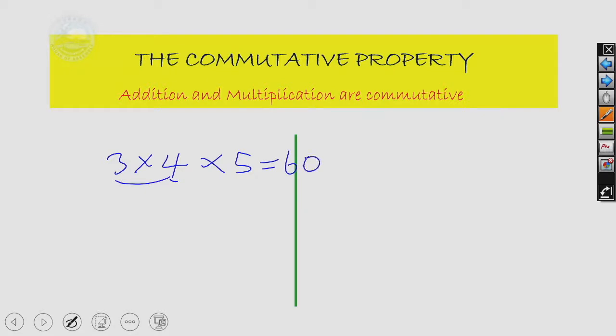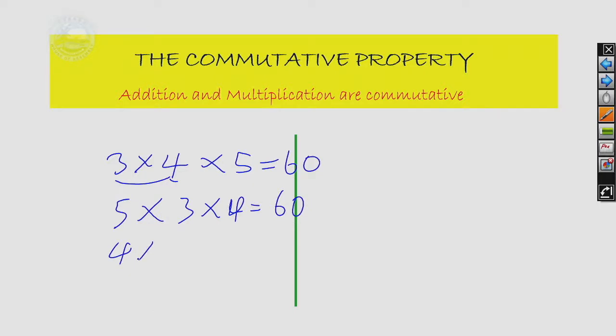Look at this one. What is 5 multiplied by 3 multiplied by 4? 5 times 3 is 15. 15 times 4 is 60. What about this? What is 4 multiplied by 5 multiplied by 3? 4 times 5 is 20. 20 times 3 is 60.